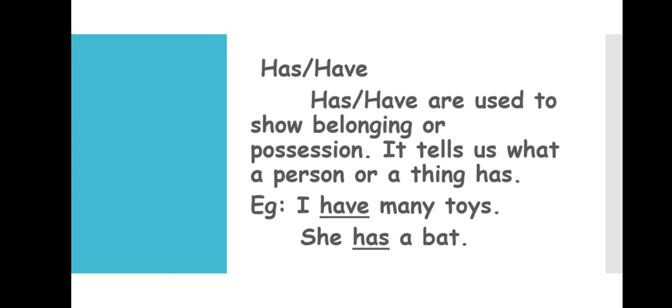Next sentence, she has a bat. So the thing, bat, is possessed by a person. Okay, so when something belongs to someone and we talk about that, we use the helping verbs has or have. Has if the subject is singular, and have if the subject is plural.